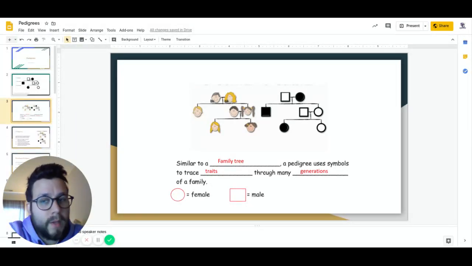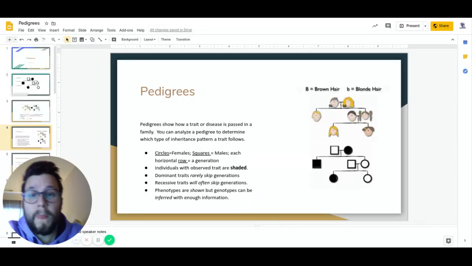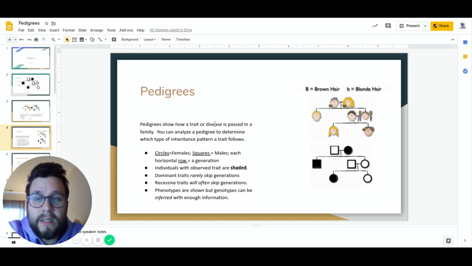So maybe it's dominant, maybe it's recessive, maybe it's something else. So it can show how traits, even diseases, can be passed through a family, and by analyzing the pedigree, we can figure out, is it dominant or is it recessive?